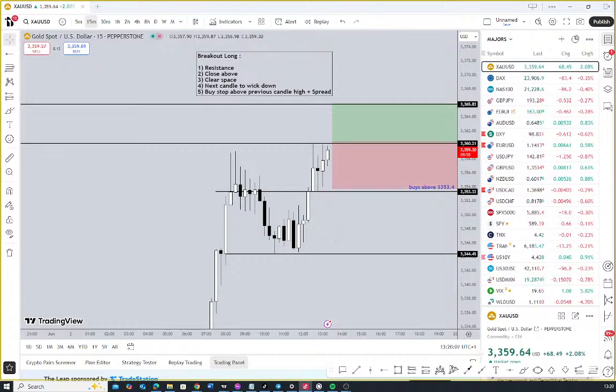No, so we're looking at buying. So the order is 3360.24. First take profit is 3361.24, $1, 10 pips. I'll scale half out and then I'll hopefully let it run.